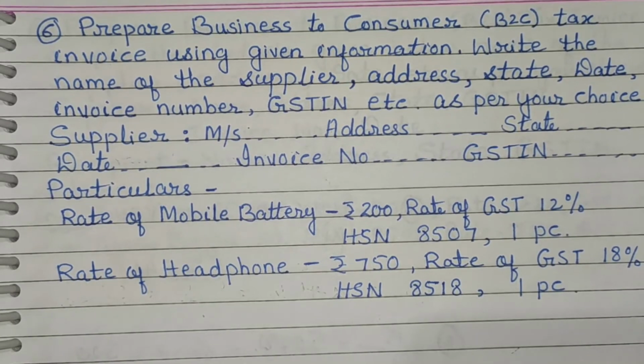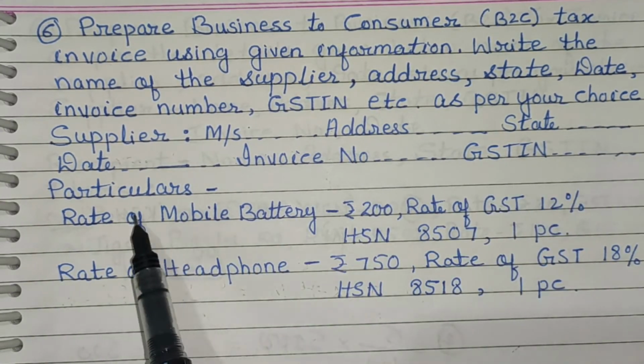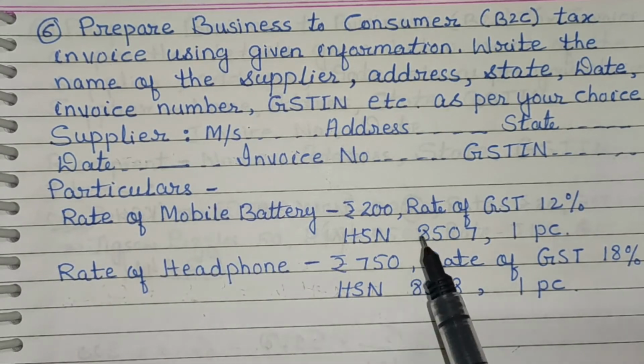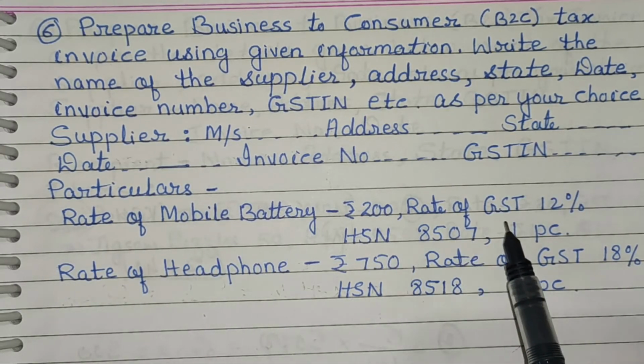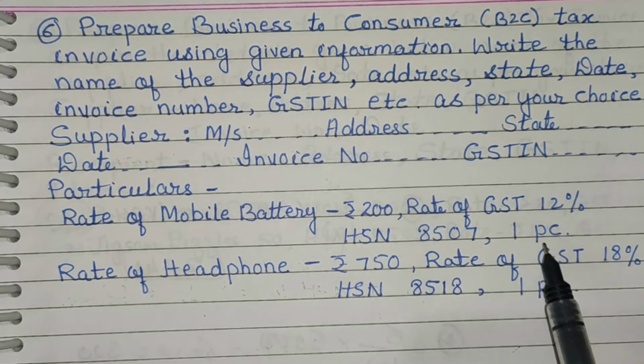Now next one is: prepare a business to consumer, that means B2C, tax invoice using the given information. Write the name of the supplier, address, state, date, invoice number, GSTIN, etc. as per your choice. Particulars are: rate of mobile battery is given rupees 200, rate of GST 12%, HSN 8507, 1 piece.